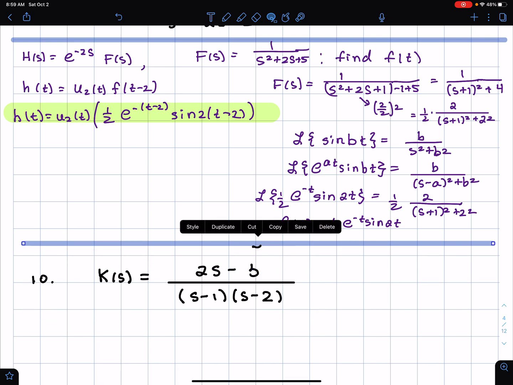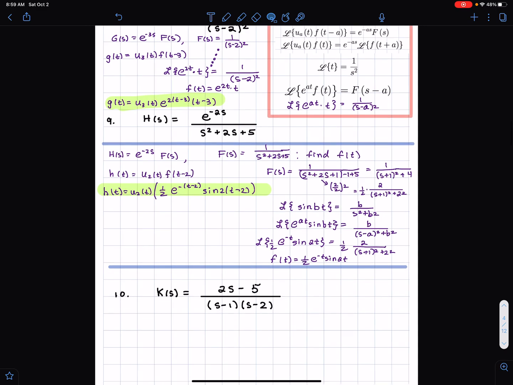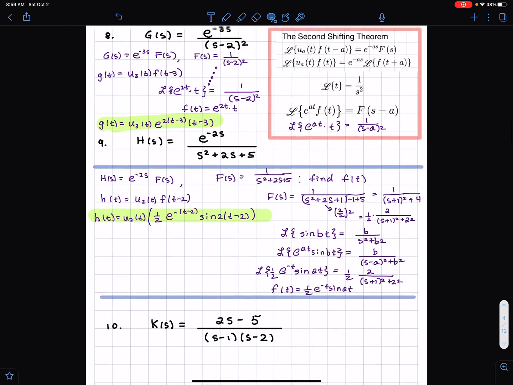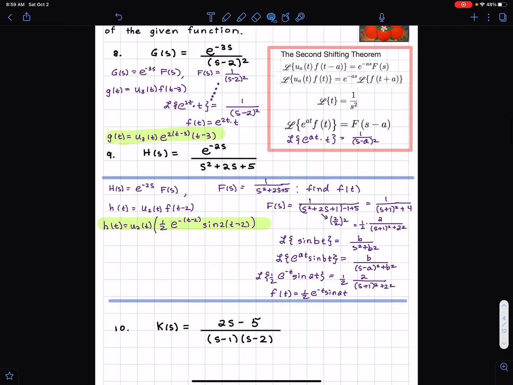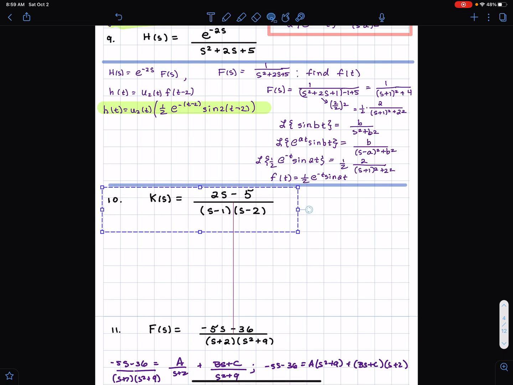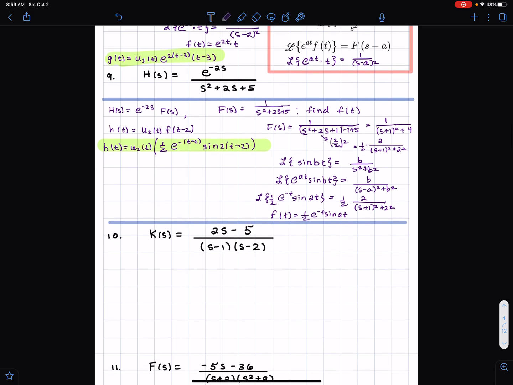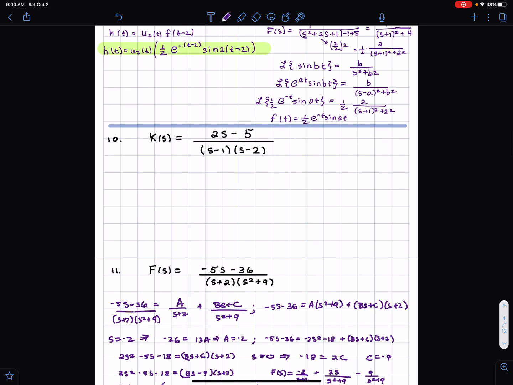This one's a little easier, actually. Well, maybe not entirely easier, but a little bit. This does not have this exponential part, so we'll give ourselves a little break on that. Let's see if it's easier. So in this problem, what we're going to do is use a partial fraction expansion.